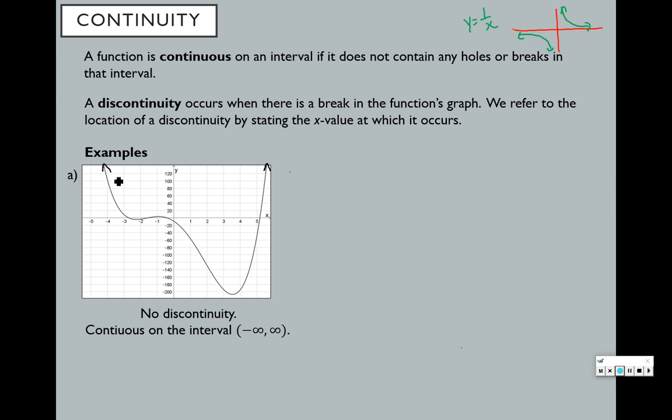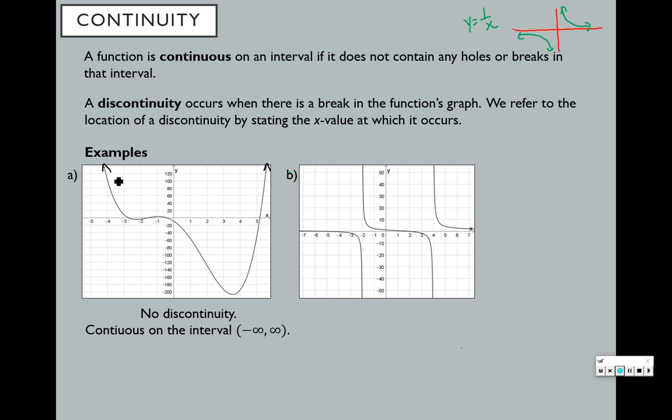So this is continuous on the whole interval, negative infinity all the way up to positive infinity. Now look at this one. Now, this is coming up. This is like foreshadowing for you English people. This is the kind of graph we'll get to in chapter 5.